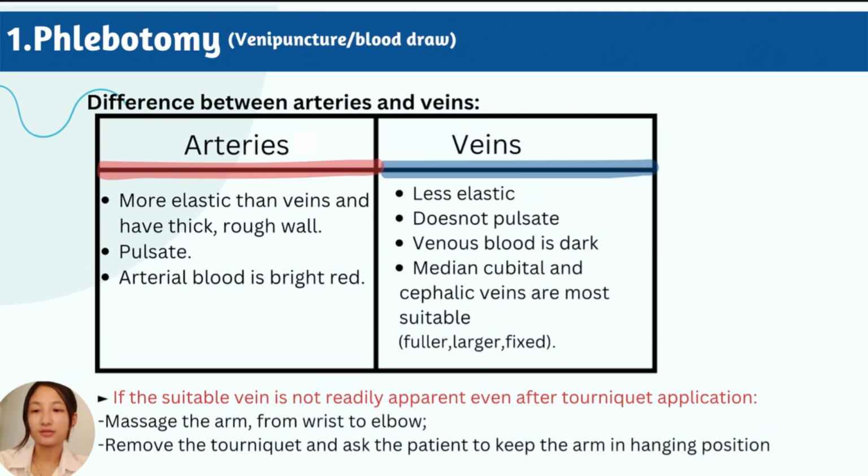If a suitable vein cannot be found easily, we have to loosen the tourniquet, massage or tap on the wrist or the hand, remove the tourniquet, and ask the patient to rest or keep the hand hanging down so that we can locate the veins easily.